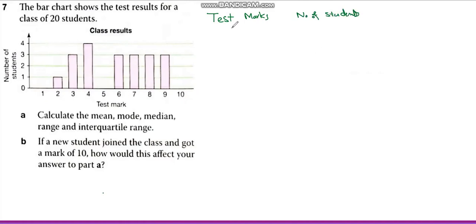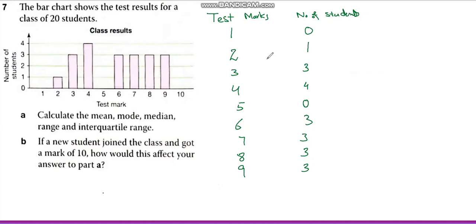So it starts from 1. There were 0 students who got 1 mark, and there was 1 student who got 2 marks. Similarly, there were 3 students who got 3 marks. There were 4 students who got 4 marks. And again, there was no student who got 5 marks. And then there were 3 students who got 6 marks, 3 students who got 7 marks, 3 students who got 8 marks, and 3 students who got 9 marks.